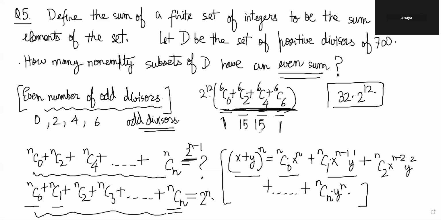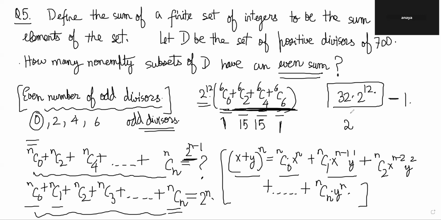These are the cases where we are getting an even sum. However, this case includes a situation where we selected 0 odd divisors and also 0 even divisors, because when we do 2 power 12, we are giving every even factor an option to not be selected. If you do no selection for every even and you have already selected zero odd divisors, then you're not selecting any divisor. So that would be an empty set, and we are going to exclude that case.